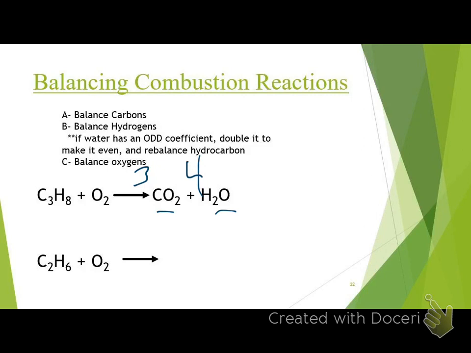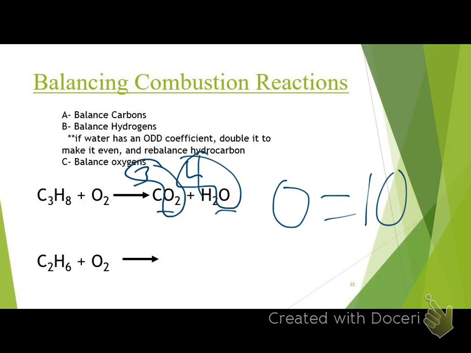So how many total oxygens do I have on the right? 10. 3 times 2 is 6. 4 times 1 is 4. I have 10 total oxygens on the right. How do I balance 10 on the right with the left? Put a 5 there.